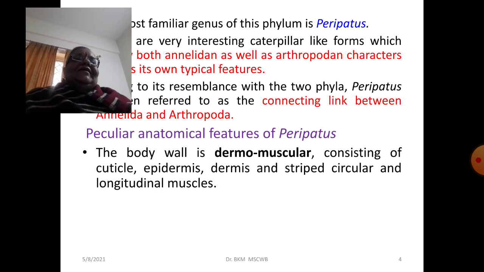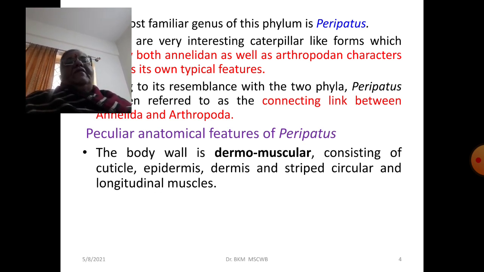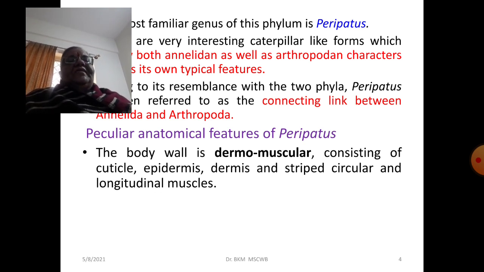While studying annelids in your previous sem, you must have been taught that annelids exhibit dermomuscular body wall. Here also, the body wall is of dermomuscular type. That means you find an outermost cuticle that is followed by an epidermis, followed by dermis, and below these three layers, you find a muscular layer consisting of circular muscle as well as longitudinal muscles.